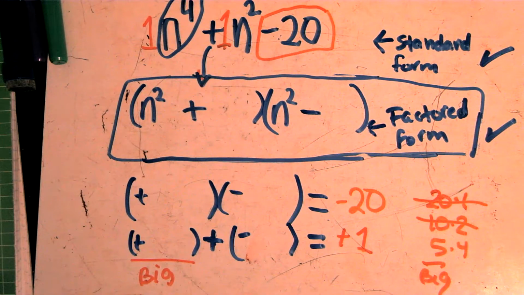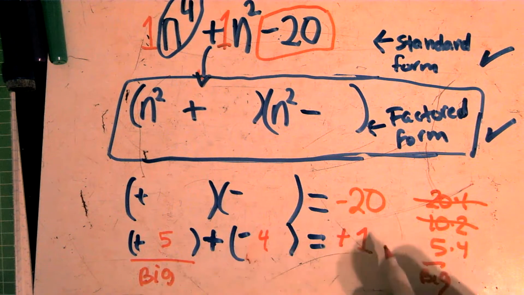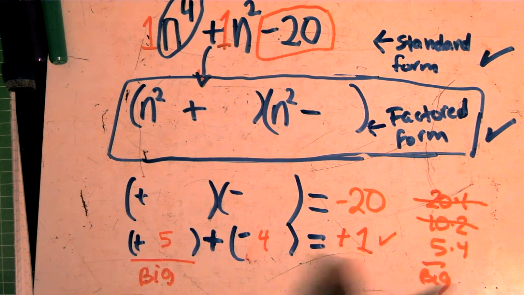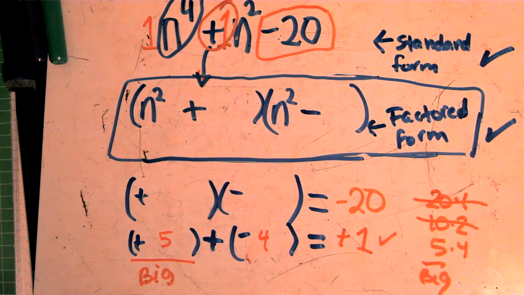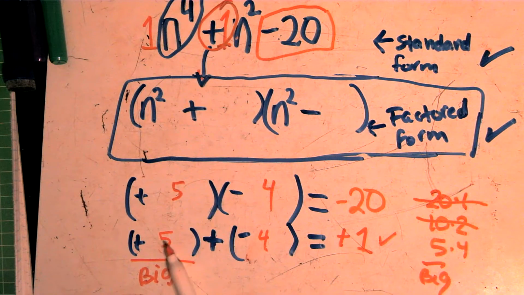So the only one that's going to work is 5, 4. Again, it will only work if I put the 5 first. 5 plus negative 4 does give me positive 1. If I make the error of putting the smaller number first, I would get 4 plus negative 5, which would give me a negative 1. And we know from the original expression we're dealing with a positive 1 as your middle coefficient. So we have it in the correct order, the bigger number first.